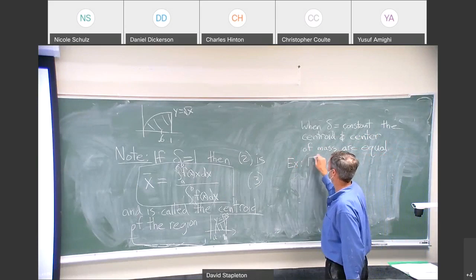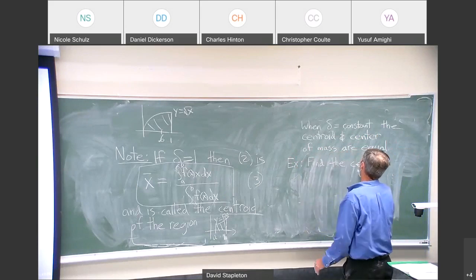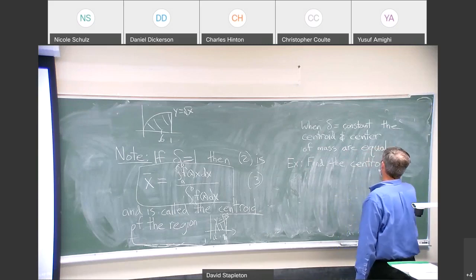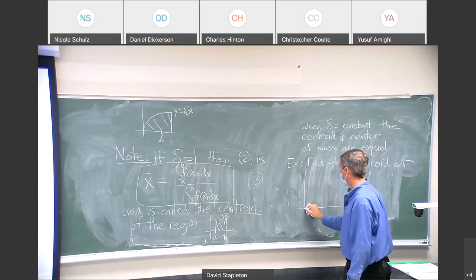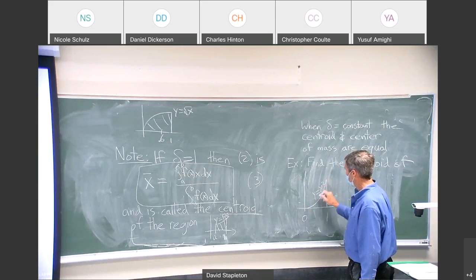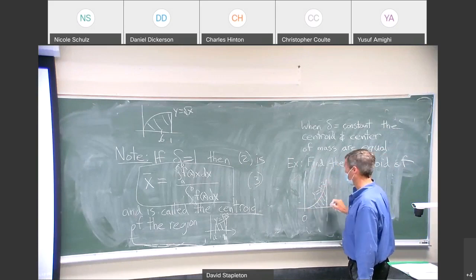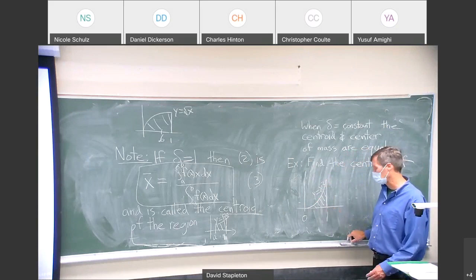Suppose I did this: find the centroid of this region. I'm going to take the region below y equals x squared from x equals 0 to x equals 1. Wonder where that is. If I make this out of uniform material, this will be the balancing point, the center of gravity, same as we calculated before.